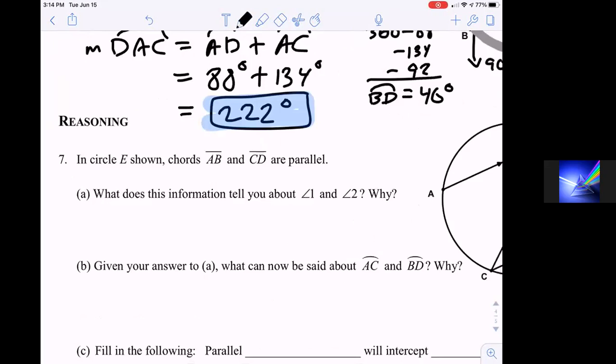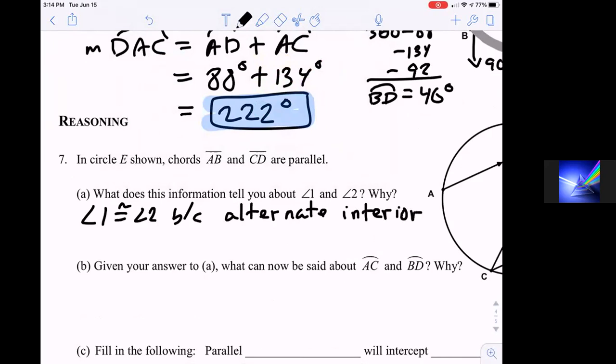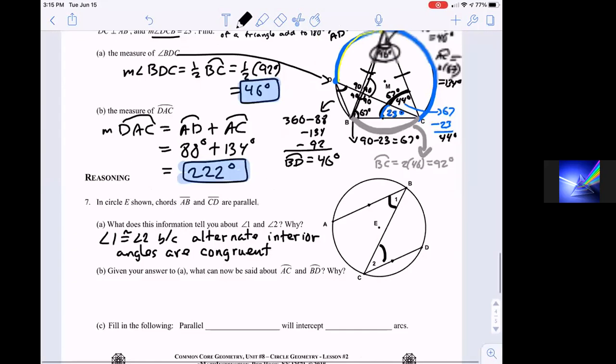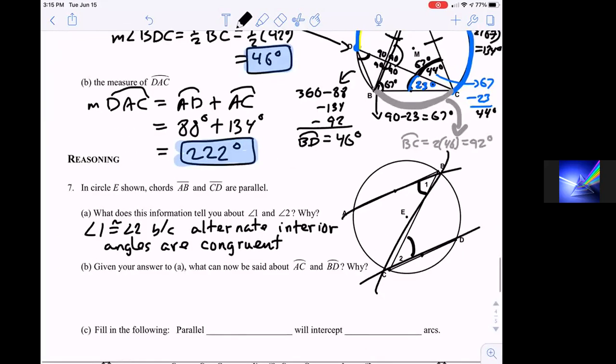Well, angle 1 is congruent to angle 2 because alternate interior angles are congruent. And this is, of course, two parallel lines cut by a transversal, creating those alternate interior angles.